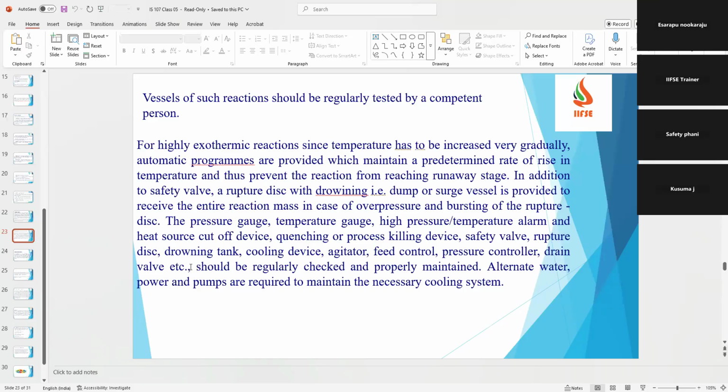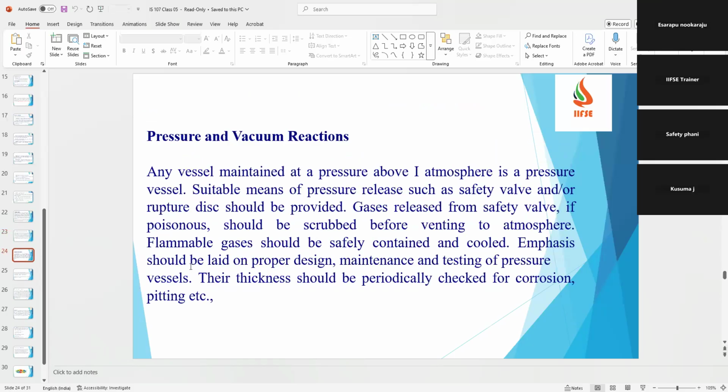So these are the few control devices that should be active when you're handling these exothermic reactions. We should have alternative pumps and power to maintain the cooling system to control the temperature of the reaction mass. Okay, those are exothermic reactions.